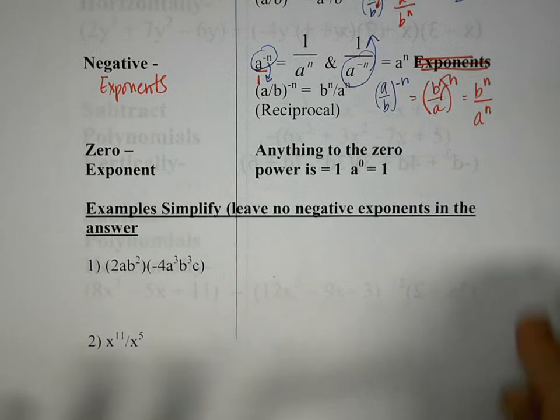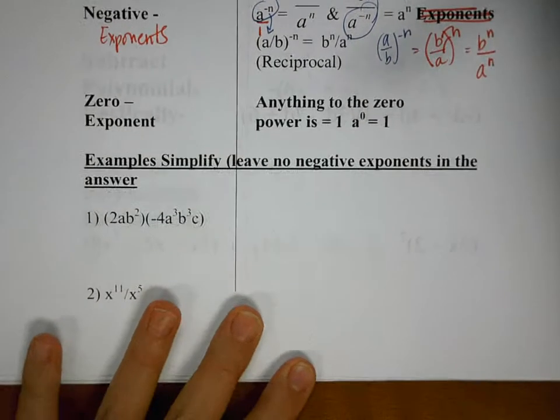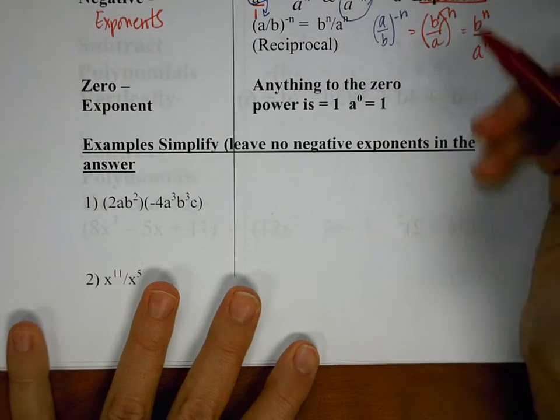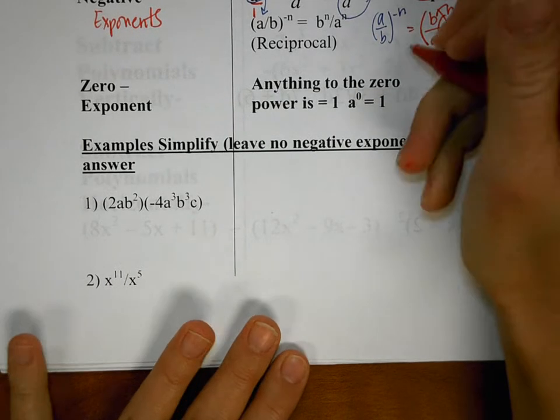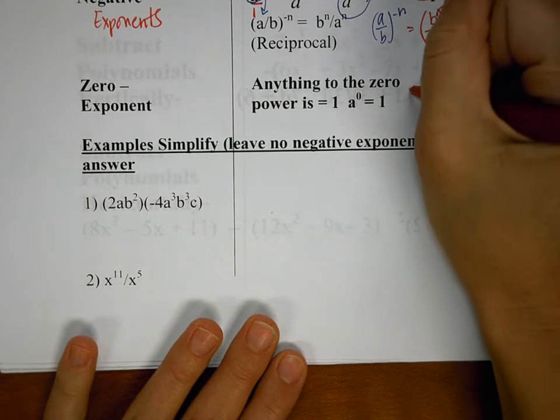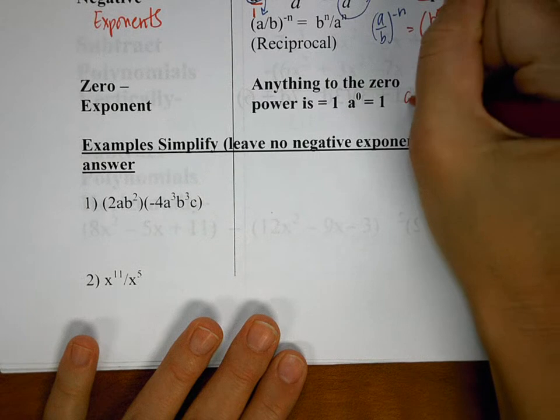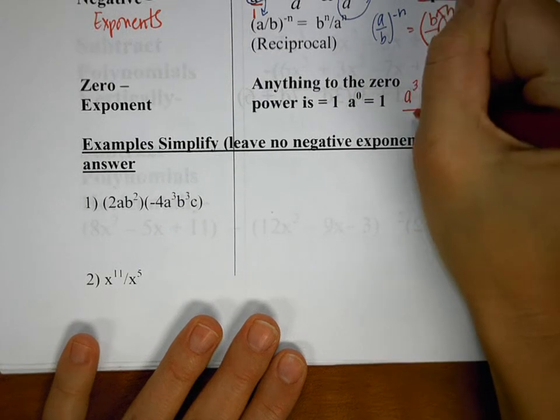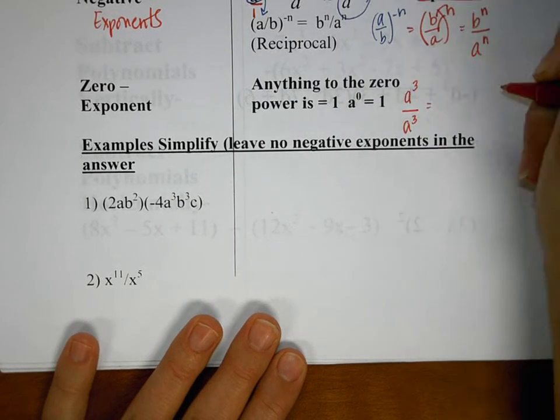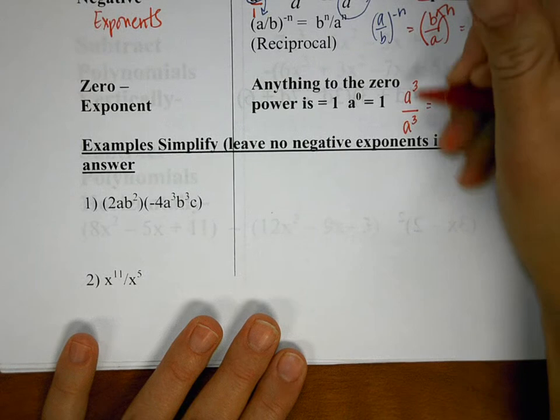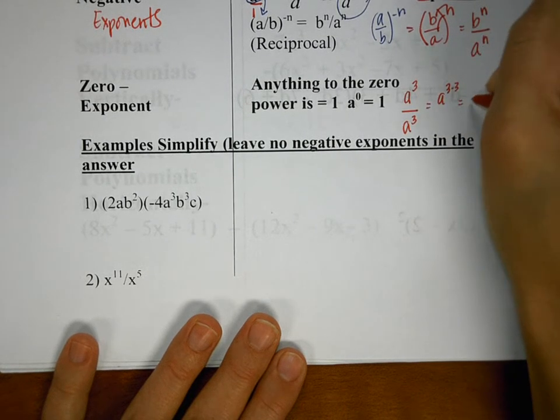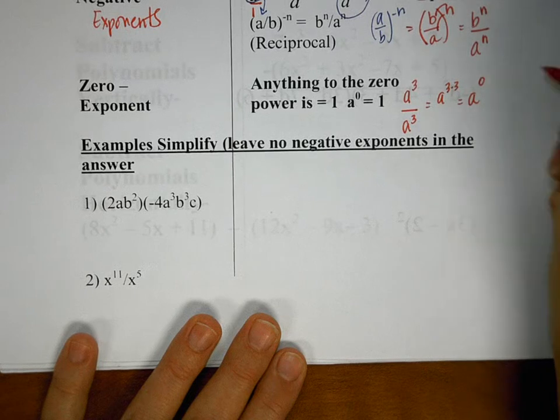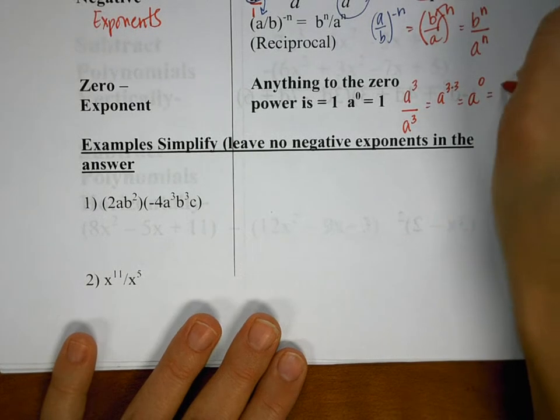Okay, with zero, anytime you have a zero in your exponent, the answer is 1. How that works is if I had a to the third power divided by a to the third power. Well, we know that when you're dividing, you can subtract. So I have a to the 3 minus 3, which is a to the 0, okay? And I'm telling you that that equals 1.